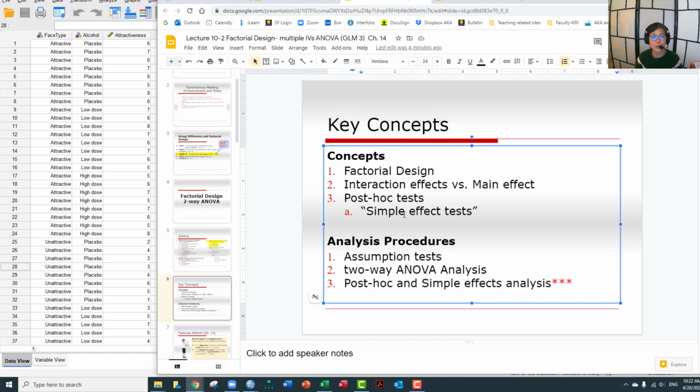So we have to learn one more step, called the simple effect test, to look at cell differences within the factorial design. And this one, you won't be able to do by clicking. You have to use a syntax program. So I'm going to show you how to do it when we get to that analysis. Okay, so that's the concept. Now we are moving to the SPSS analysis.